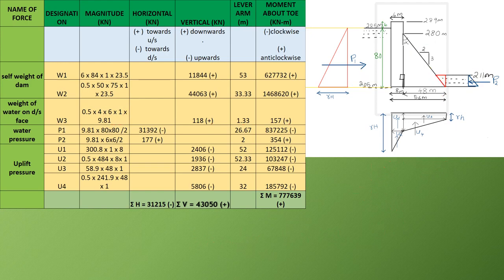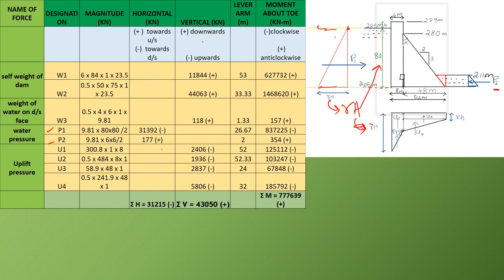Okay, now next we are going to calculate the water pressure, that is P1 and P2. P1 is due to the upstream water and P2 is due to the downstream, that is tail water. So to calculate the force P1, that is due to the hydrostatic water pressure on the upstream side, P1 is equal to the area of this hydrostatic pressure diagram, and the base of the hydrostatic pressure diagram is equal to gamma h, where h is the height of water, that is equal to 80.